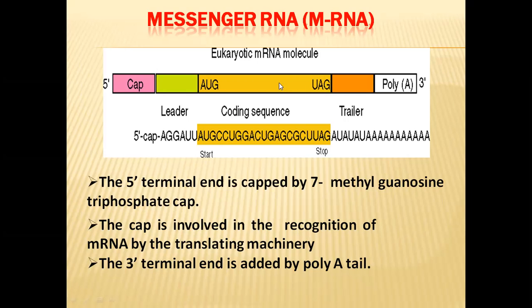called the coding sequence. Before this coding sequence and after this coding sequence, some nitrogenous bases or some regions will also be there, but these regions are not transcribed or translated into protein. The region which is present before the coding sequence, between the 5' cap and the coding sequence, is called the leader sequence, and the region which is present between the coding sequence and the poly A tail is called the trailer sequence. So these trailer sequences and leader sequences will not be translated into protein.